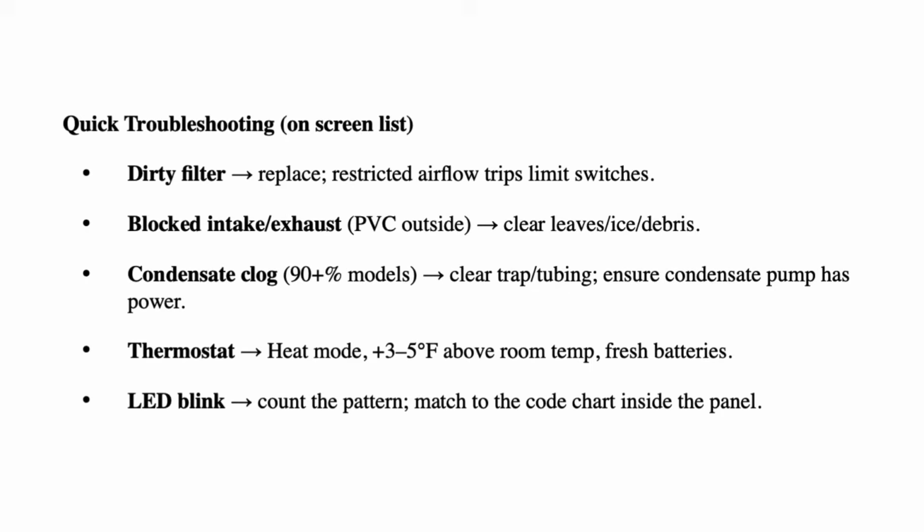Quick troubleshooting. Dirty filter: replace it, since restricted airflow trips limit switches. Blocked intake or exhaust PVC outside: clear leaves, ice, and debris. Condensate clog on 90+% models: clear the trap and tubing, and ensure the condensate pump has power. Thermostat: heat mode, set 3 to 5 degrees Fahrenheit above room temp, with fresh batteries.